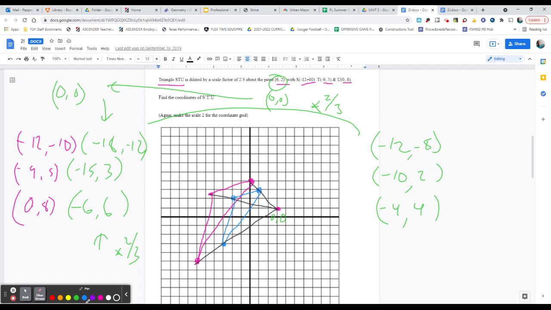Okay. So we don't need to do those black lines right there. I'm just sort of showing you guys what the center of dilation kind of looks like here. So if I erase these black lines, the black lines just kind of show how the center of dilation works, and it runs through our original points and our new points in a straight line.